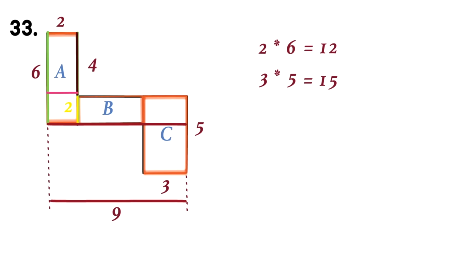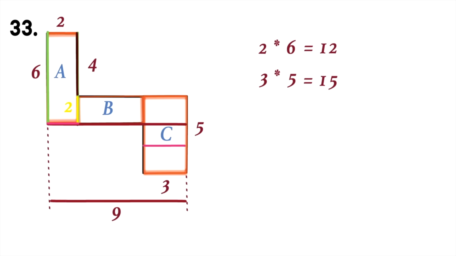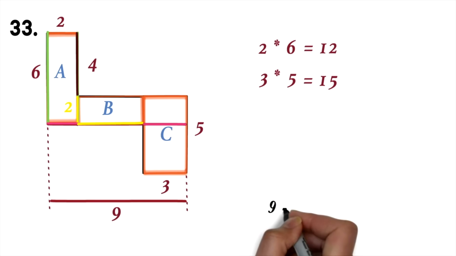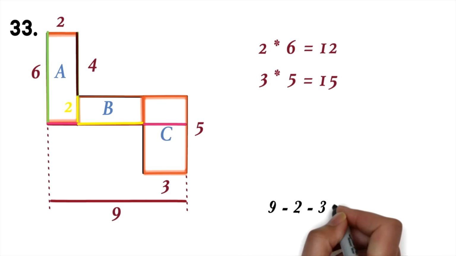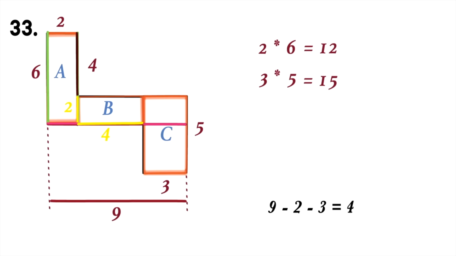We know that this side is 2, and we also know that this side is 3. So we can subtract 2 and 3 from 9 to find out what this section is. 9 minus 2 minus 3 is 4. Now we have our 2 dimensions.